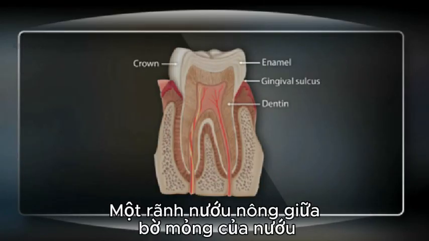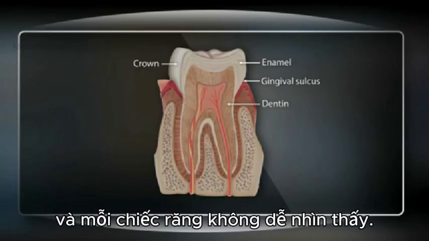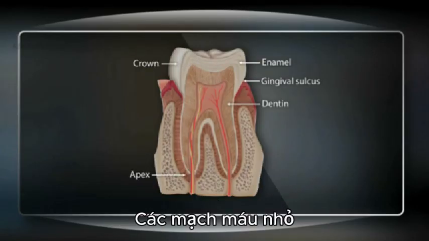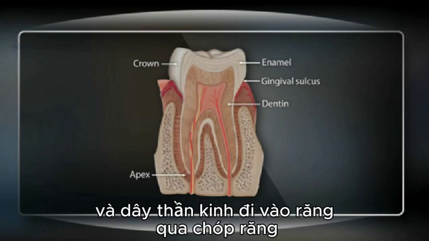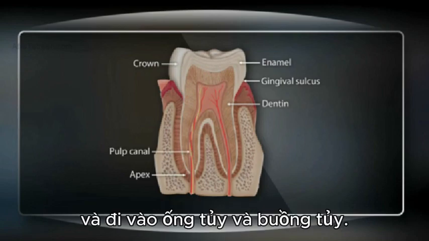A shallow gingival sulcus between the gum's thin margin and each tooth is not readily visible. Small blood vessels and nerves enter the tooth through its apex and pass into the pulp canal and pulp chamber.